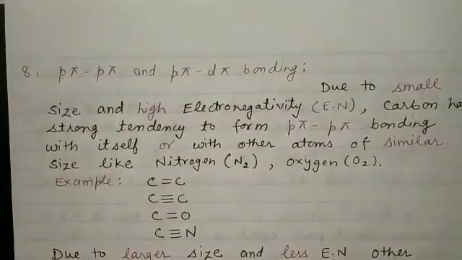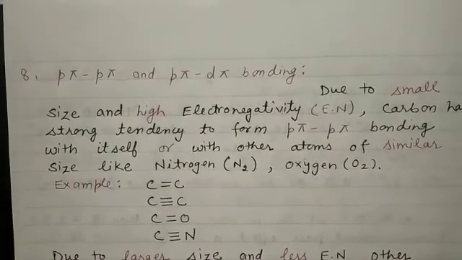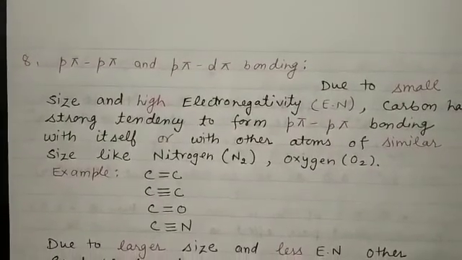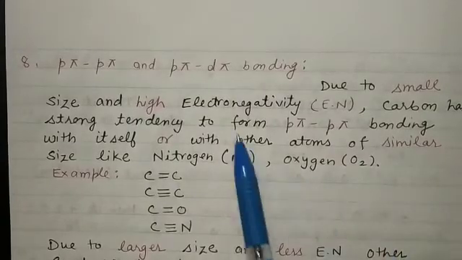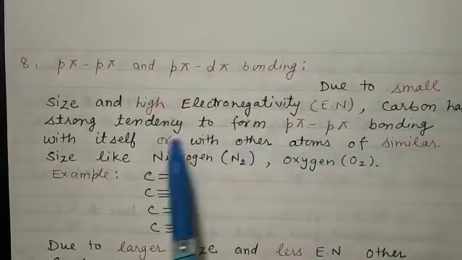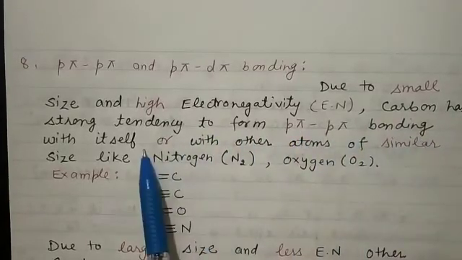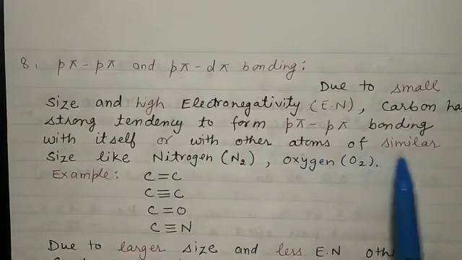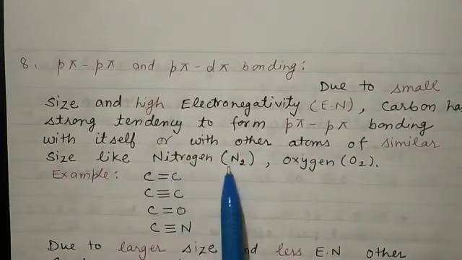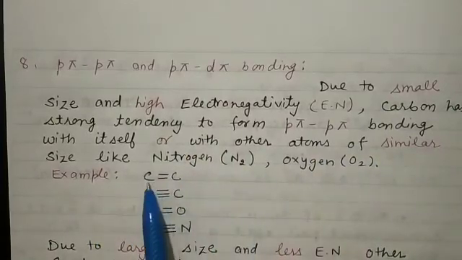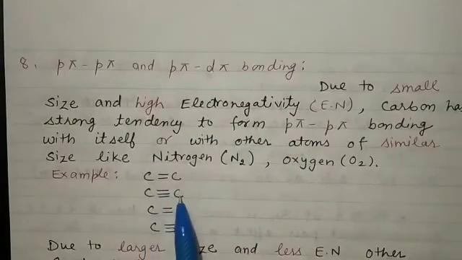Next is p-pi and p-pi-d-pi bonding. Due to small size and high electronegativity, carbon has a strong tendency to form p-pi bonding with itself or with other atoms of similar size like nitrogen and oxygen. You will see there is a carbon-carbon double bond, a carbon-carbon triple bond, a carbon double bond O as in the case of CO2, and a carbon triple bond N.